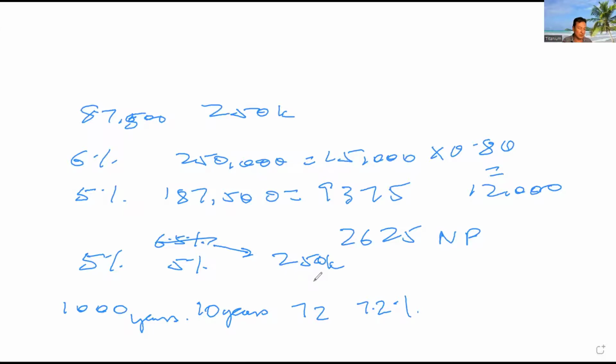You're going to get a number of 12,005. Now, capital gains of 12,005 plus what's your net profit? 2,625.